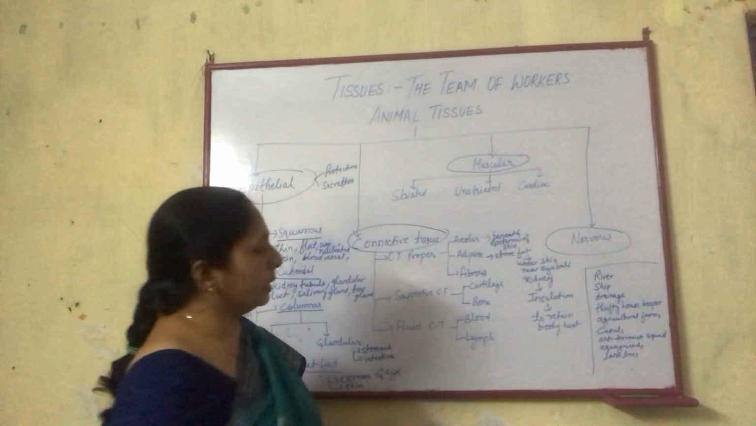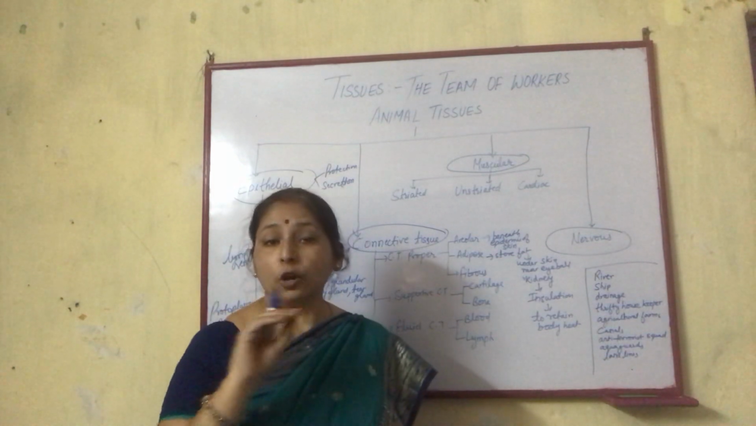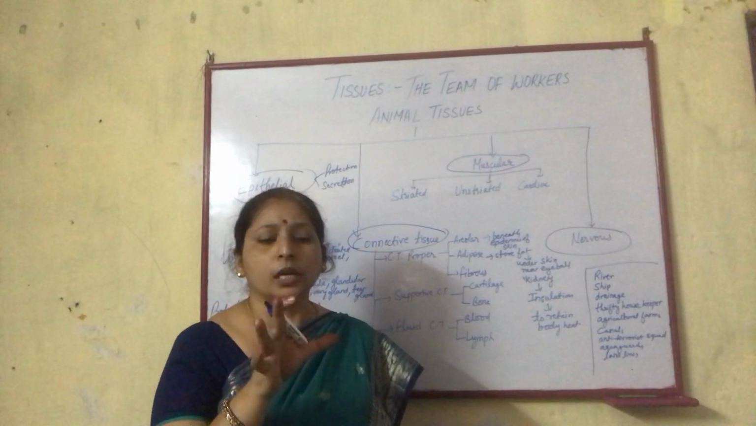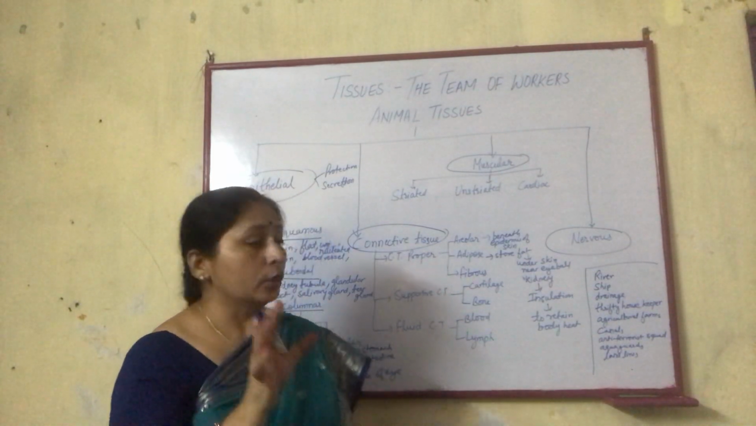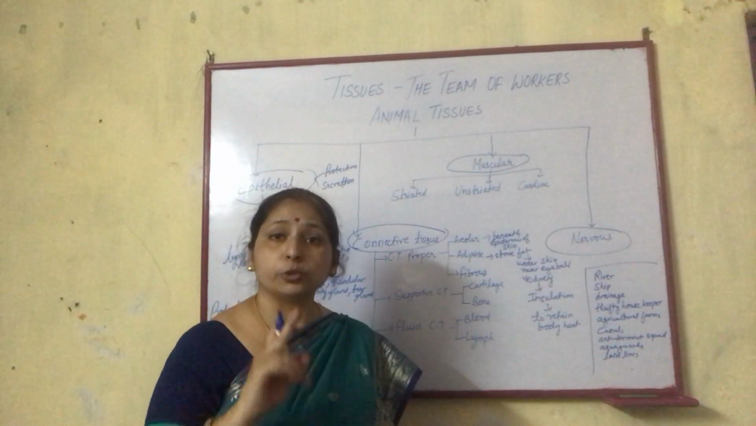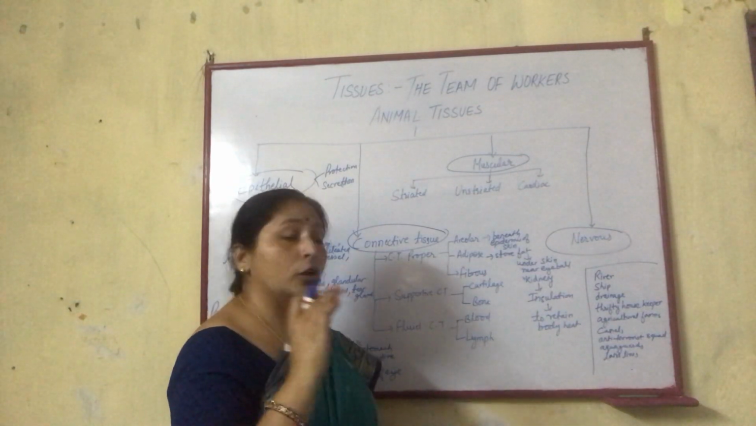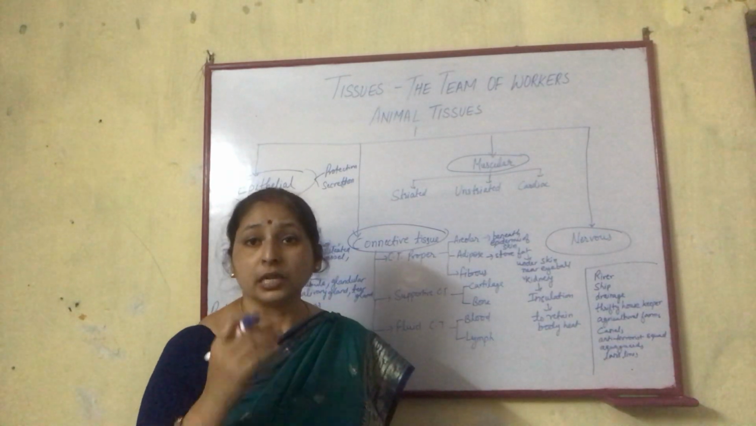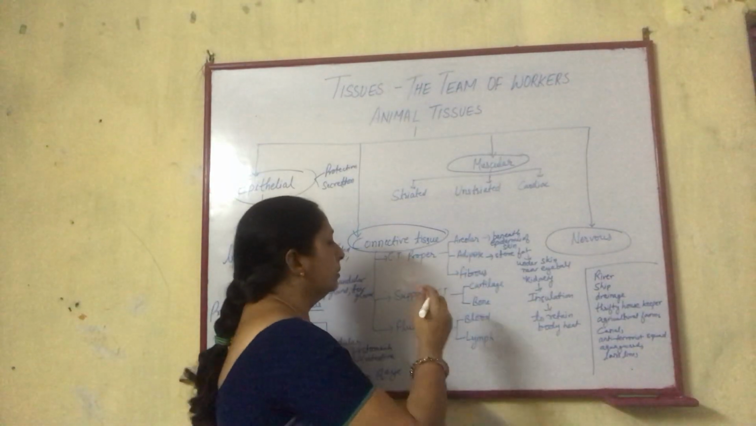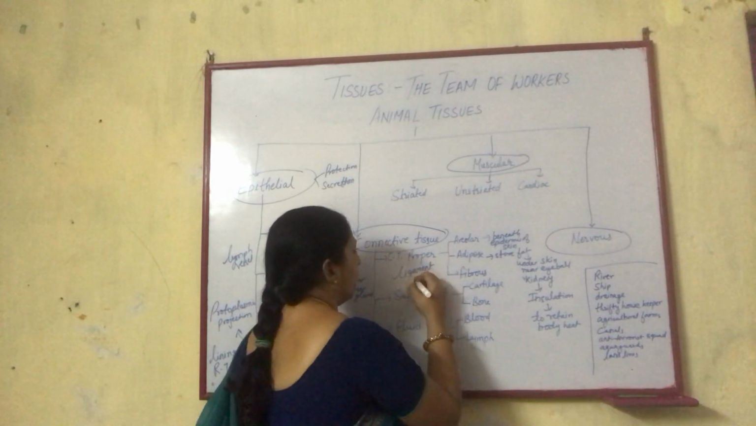Next is the fibrous connective tissue. In fibrous connective tissue, the cells are longer and packed together by the areolar tissue, forming bundles, and these bundles are termed ligaments and tendons.